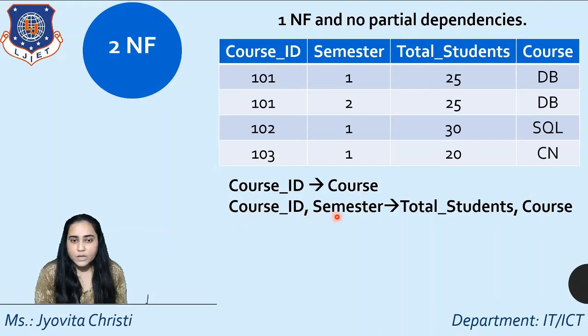You have course, and then course depends on course ID as well as semester, but then course also depends partially on course ID, because just course ID is also enough for us to tell which course it is. So this is a partial dependency.